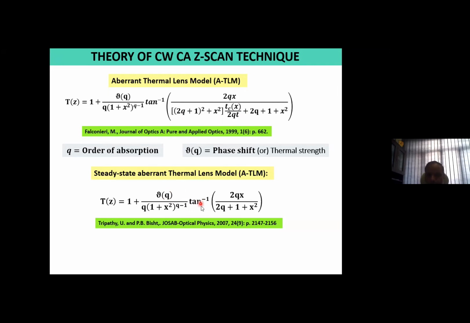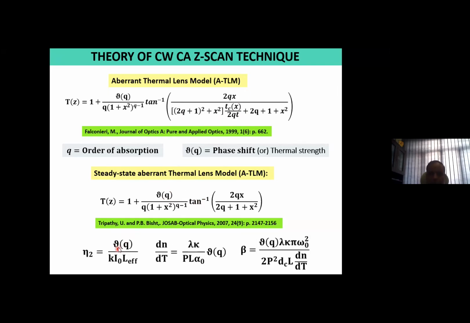So these are the equations, and from there this V of Q can be related to the nonlinear refractive index eta 2, or also the change in refractive index with respect to temperature. Also, if you are getting an order of absorption of 2 or 3, something like that, you can find that beta value also from this analysis.